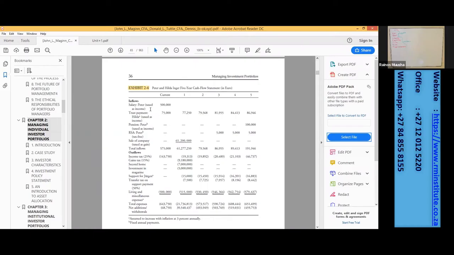So currently, the husband Peter, from the company, is earning 500,000, and Hilda is also earning 75,000 from the family trust. So which means the total cash inflows that they are having there is 575,000. Are we on the same page when it comes to the cash inflows, how we're getting the cash inflows?